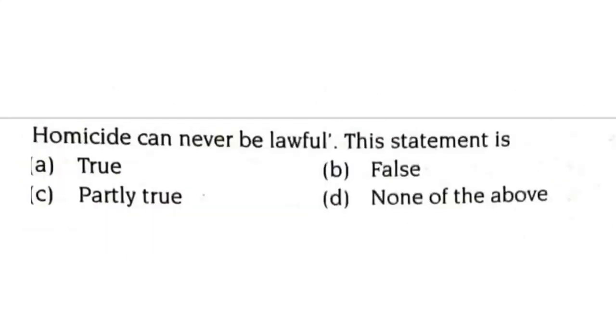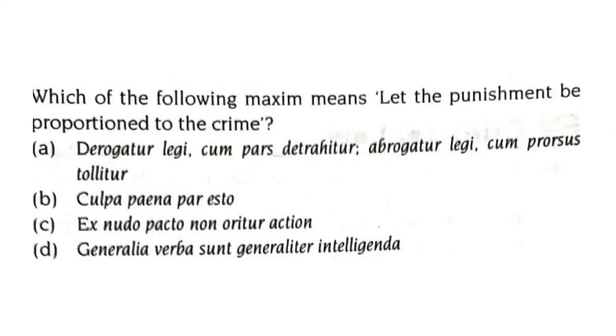Homicide can never be lawful. This statement is true, false, partly true, or none of the above? Homicide can be lawful only in the case if it is done to prevent a greater harm to innocent people. Therefore, homicide can never be lawful is false. Which of the following maxim means let the punishment be proportional to the crime?